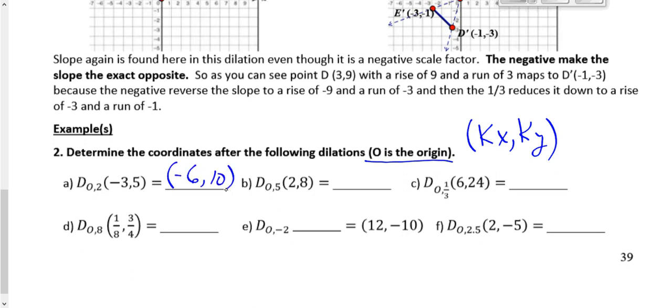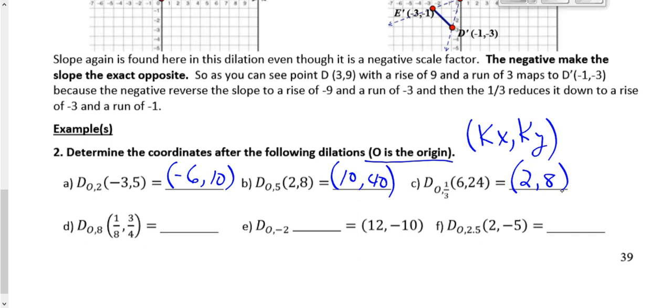-6, comma 10. These aren't going to take long. How about part B? 10, comma 40. Again, if you don't have parentheses around it, is it an ordered pair? It is not. How about the next one? 2, comma 8. And D?